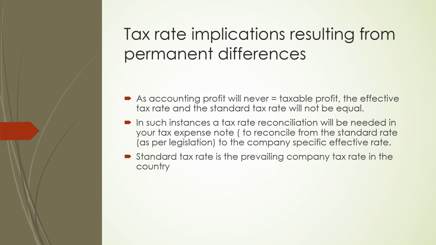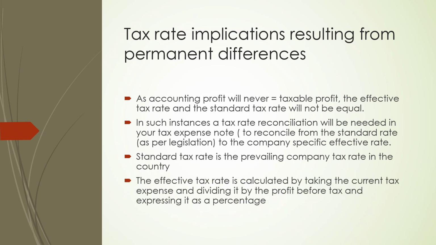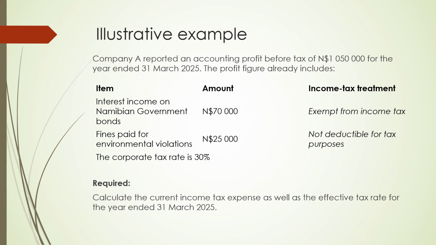The standard tax rate is the prevailing company tax rate in the country, while the effective tax rate is calculated by taking the current tax expense and dividing it by the profit before tax. This is expressed as a percentage. Let's deal with an example to illustrate the calculation of current tax as well as the effective tax rate.